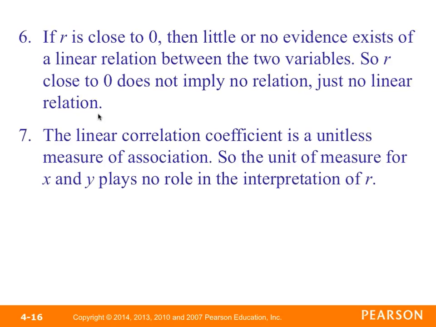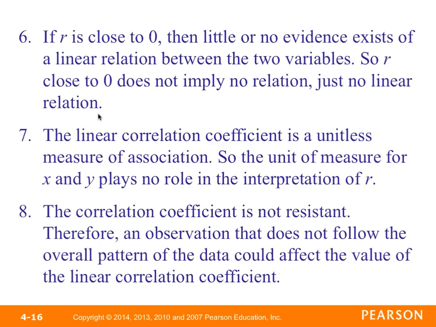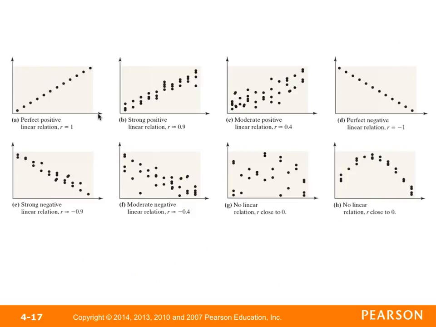So the linear correlation coefficient is a unitless measure of association. The unit of measure for x and y actually plays absolutely no role in interpreting r. And the correlation coefficient is not resistant. So if an observation doesn't follow the overall pattern of the data, it could potentially affect the value of the linear correlation coefficient fairly significantly, depending on how different that observation might be. So let's take a look at some examples here.